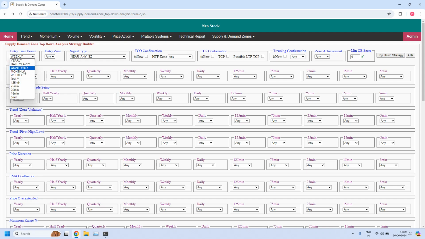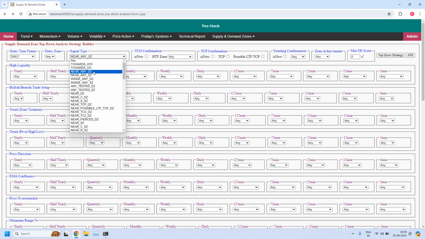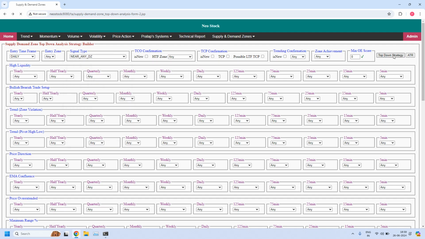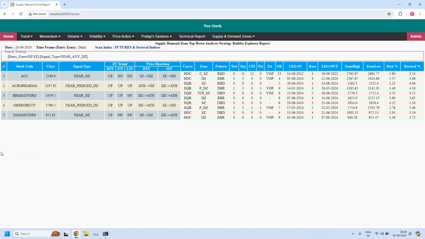Next time frame, I am changing the time frame to daily. Entry time frame is daily. Let us find the stocks near daily demand zone. 5 stocks are filtered. Let us check any high liquidity demand zones from this list. No, we don't have any high liquidity demand zones from this list. I mean high liquidity daily demand zones.